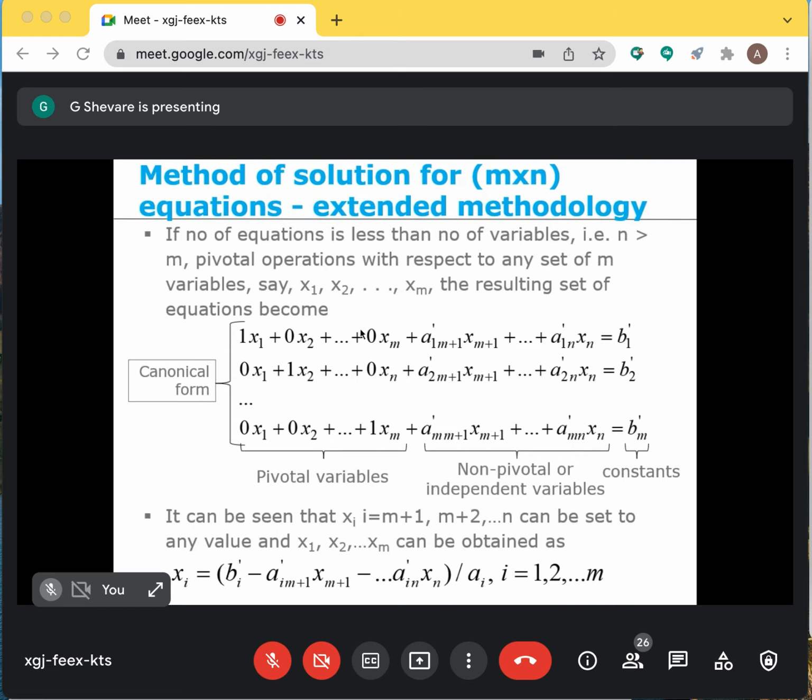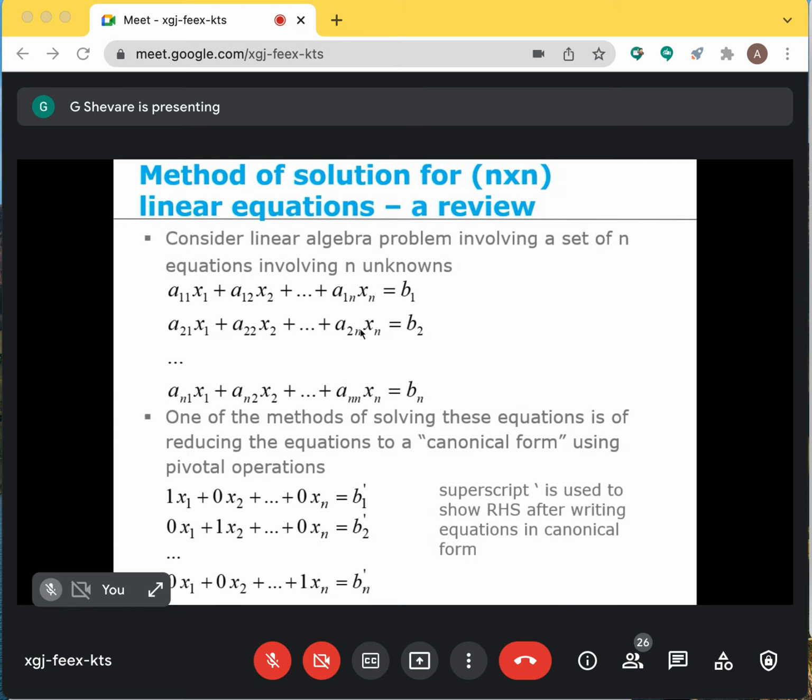Now, what is the solution to this problem? The solution to this problem is very simple. x1 now is b1 dash, x2 is b2 dash, and like that. So once you do the pivotal operations, the solution is very simple. Solution is the right hand side. This RHS of the first equation is the value of the first variable. RHS of the second equation is the value for the second variable, and like that. So this is what happens as you solve simultaneous equations, where the number of equations is the same as the number of unknowns.